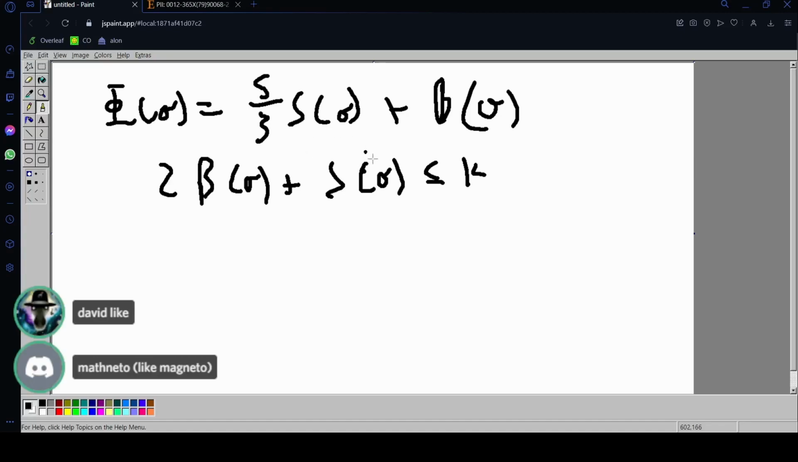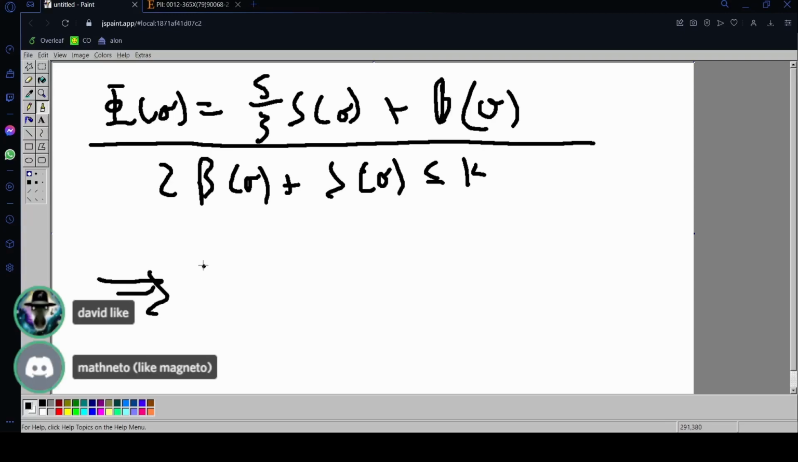It's just kind of obvious, right, that you could use some algebra, I'm sure, to confirm this for sure, but it just kind of seems obvious that essentially, right, that basically then this should imply that phi of sigma is at most 5/3 k.